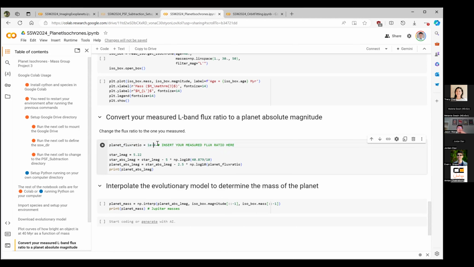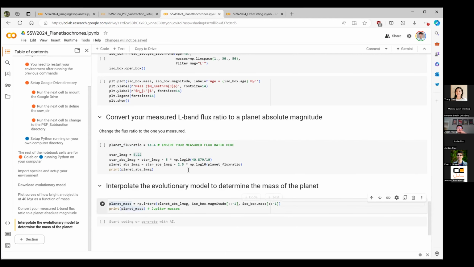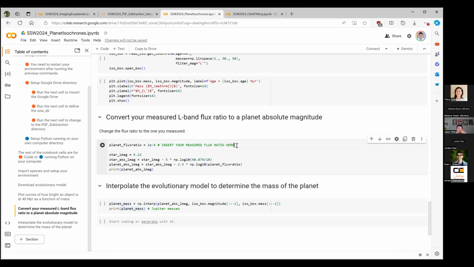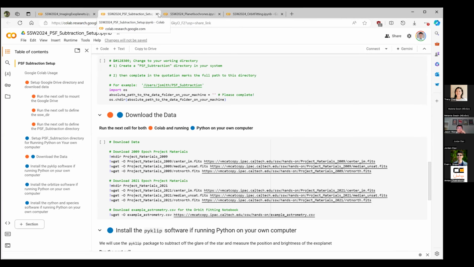It will take that planet flux ratio, use the star's L-band magnitude to convert that flux ratio into an absolute L-band magnitude for the planet, and use that to compare against evolutionary models to derive a mass. So all the rest of this is straightforward and you can just run through it. The only thing that people need to change is that for each planet, in order to measure the mass, they have to change this planet flux ratio parameter. And this is, again, in the answer keys. The answer keys have these changed with the real flux ratios that I measured.